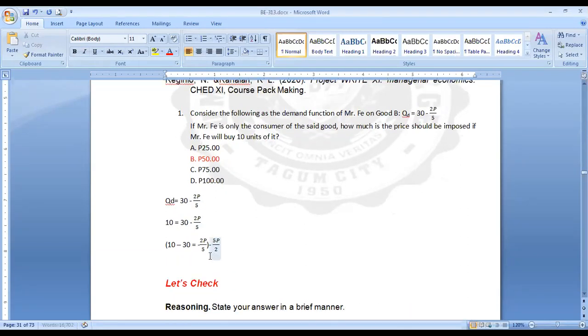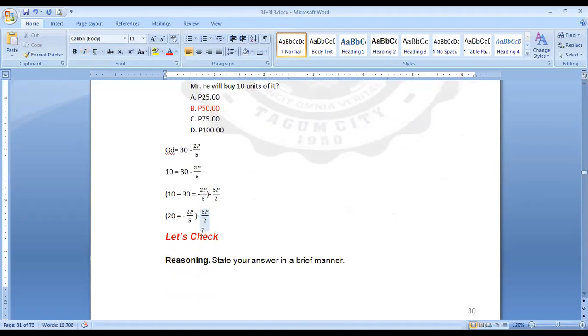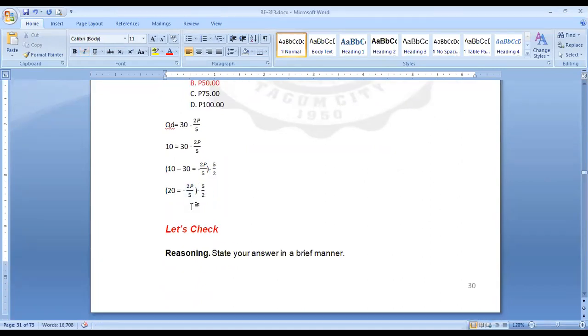So the 2 and 5 cancel out. 10 minus 30 is negative 20. So negative 20 is equal to negative 2P over 5. Multiplying negative 20 by negative 5 over 2 gives 50. The 2 over 5 cancels on the other side. Therefore, P is equal to 50.